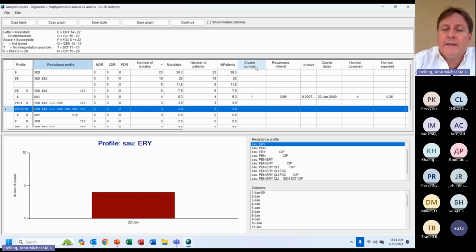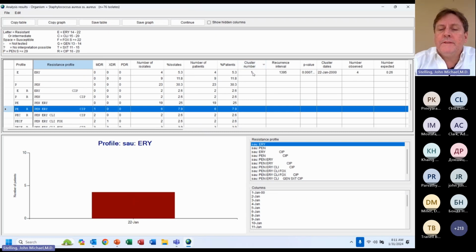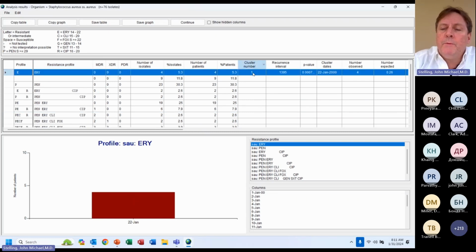I can also see that in the table. Of all of these different resistance patterns, only one of them was statistically significant with a p-value of 0.0007. So what do we have here? We have 4 patients on the same day, resistant to 1 drug, erythromycin, and nobody else in the rest of the month. So this is very unusual to have 4 people on the same day with the same resistance pattern.